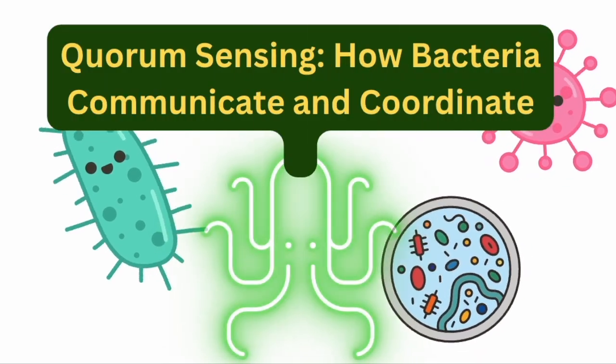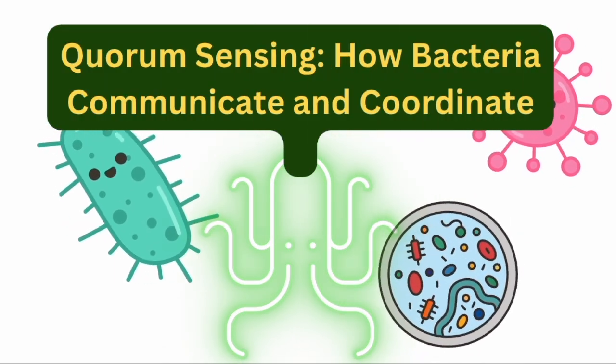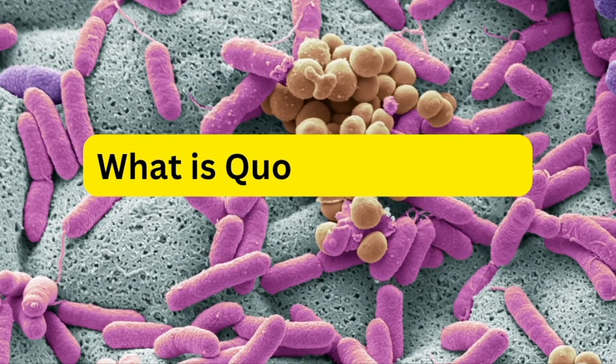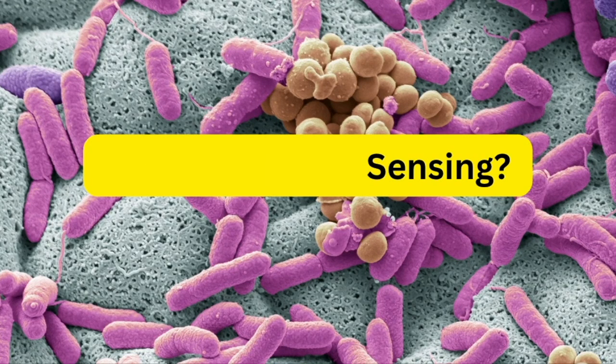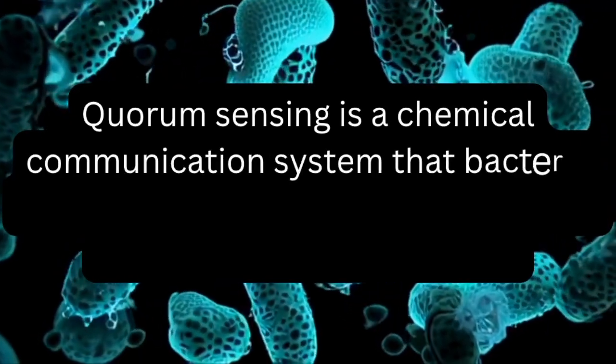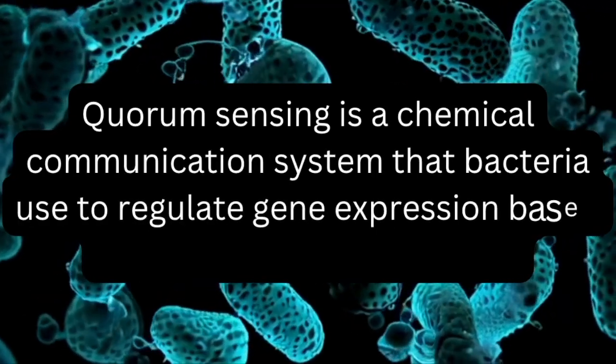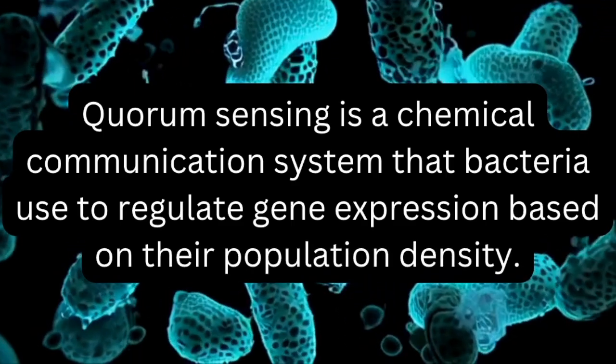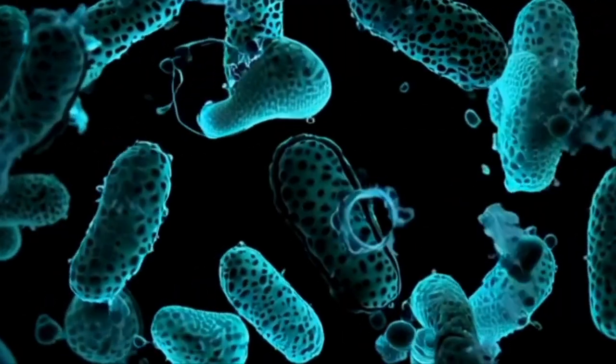Quorum sensing, how bacteria communicate and coordinate. What is quorum sensing? Quorum sensing is a chemical communication system that bacteria use to regulate gene expression based on their population density.